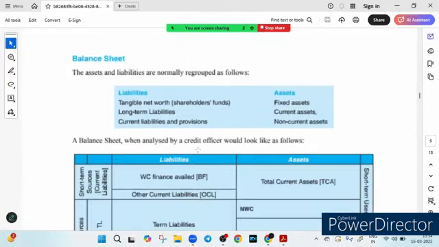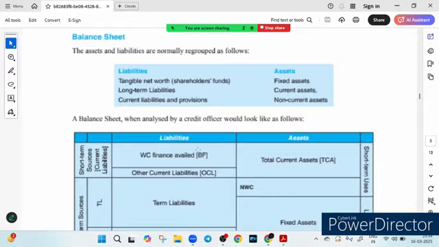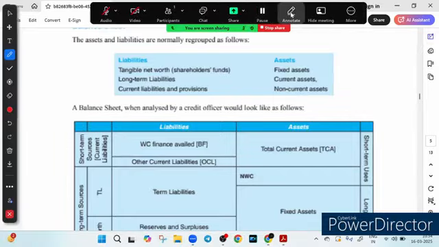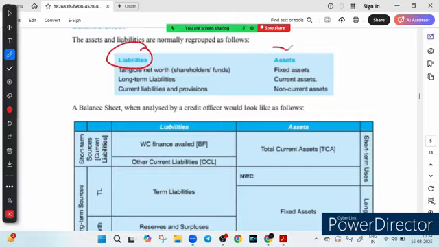Now let's look at the next point: the balance sheet, and how it looks. Friends, have you ever wondered how bankers analyze a company's financial position before approving a loan? It all starts with a balance sheet, which is like a financial mirror of a business. A balance sheet summarizes assets and liabilities, helping credit officers determine the company's solvency, liquidity, and financial stability. What does liability mean? Liability means the source of funds, and asset means the use of funds.